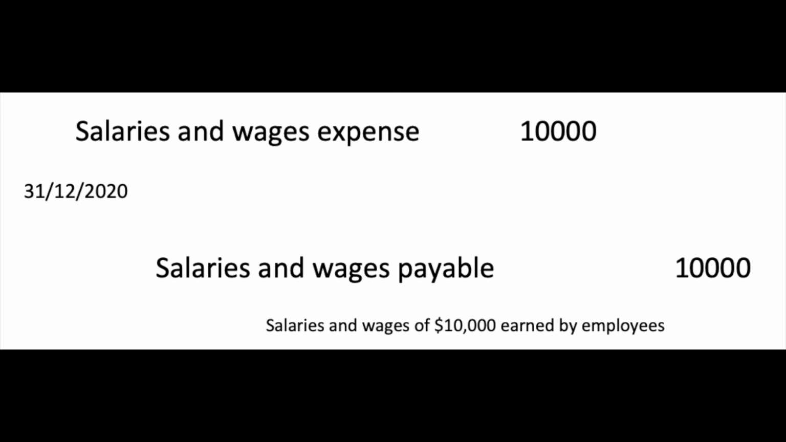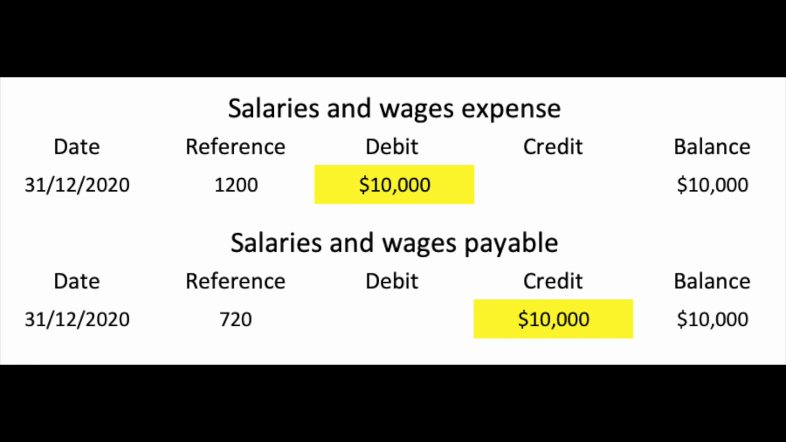The fourth transaction affects two ledger accounts: salaries and wages expense and salaries and wages payable. Company posted $10,000 in account number 1200 and $10,000 in account number 720.